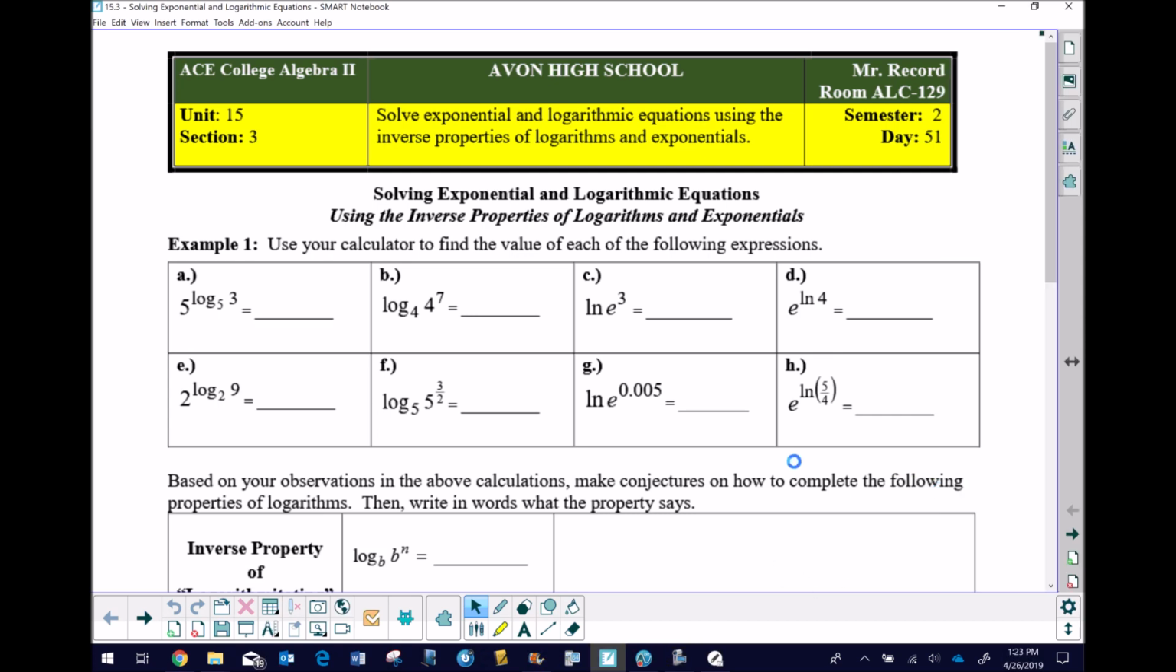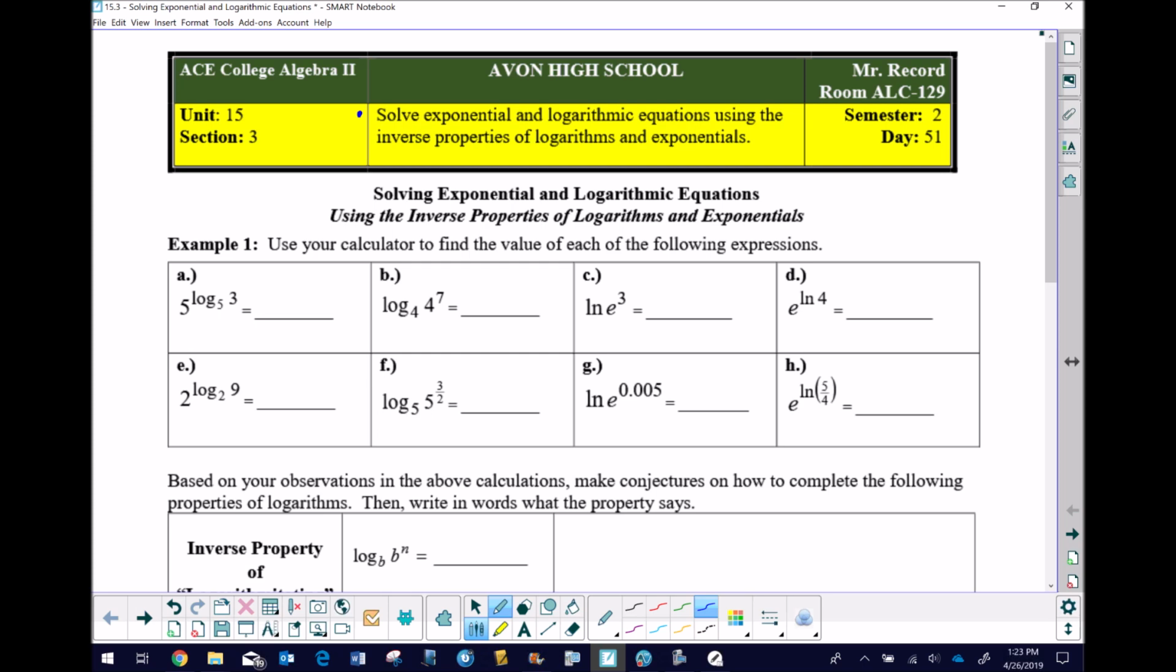So in this section, 15.3, especially for those of you watching outside, we are going to investigate one of our final properties of logarithms. It's called the inverse property, and it's going to open the door wider for us to manipulate special logarithms so that we can solve equations, apply them to science, and do all sorts of fun things with them. Our objective, as always, is written above: to solve exponential and logarithmic equations using the inverse properties of logs and exponents.